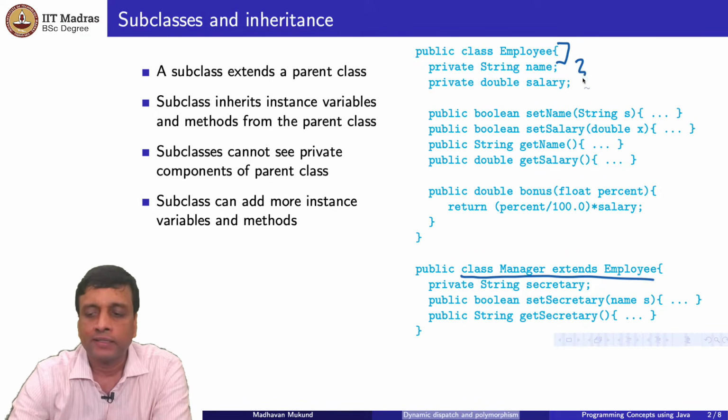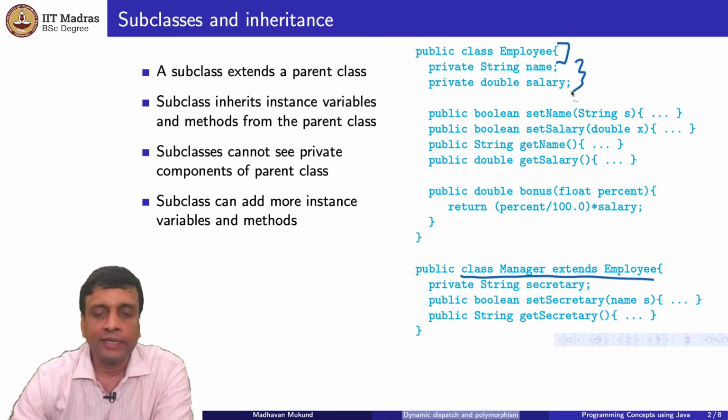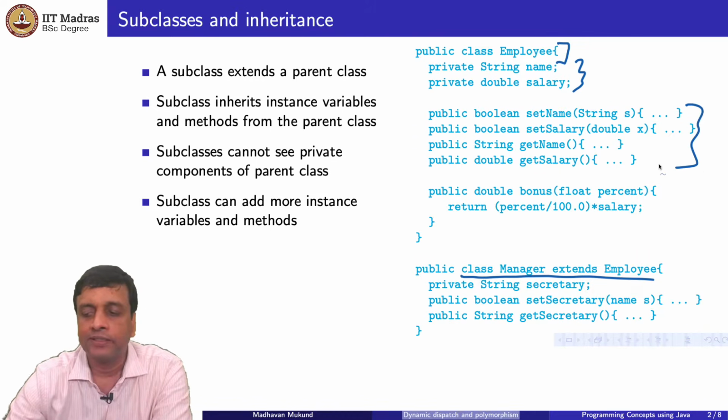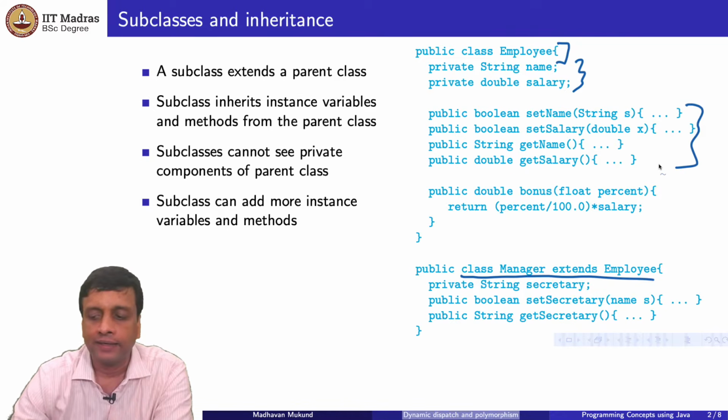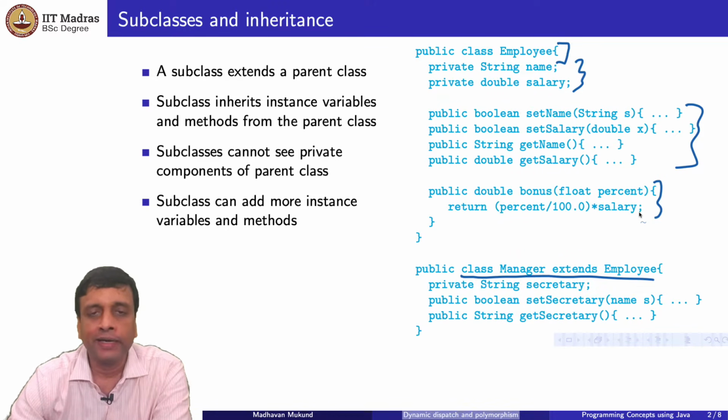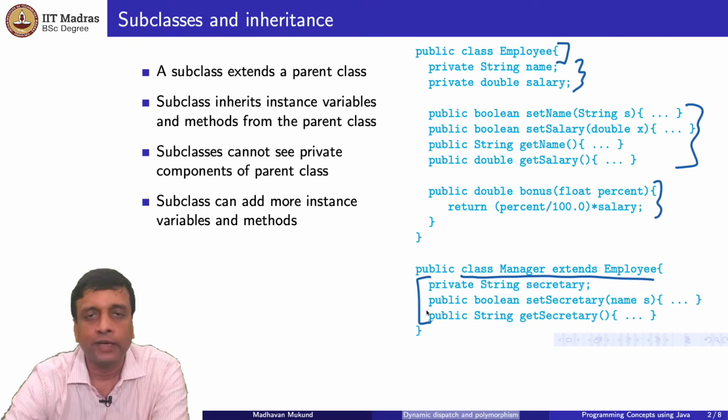So there are some instance variables for the name and the salary, and there are these methods which set the name, set the salary, get the name, get the salary, and then there is this double bonus method which calculates the bonus given the percentage of bonus. So whenever we create a manager object, all these parts are implicitly there, and in addition, the manager object, we said, can add new instance variables and new methods. So it's an extension of the employee class.